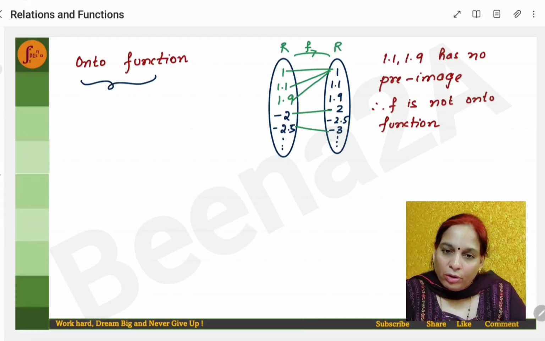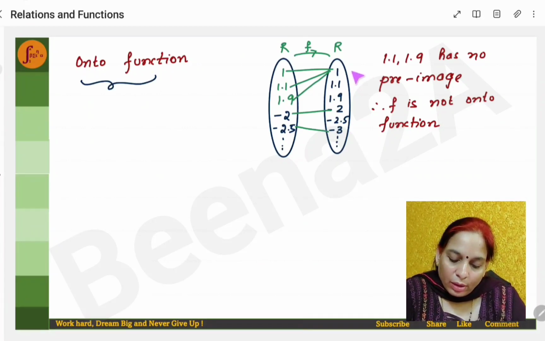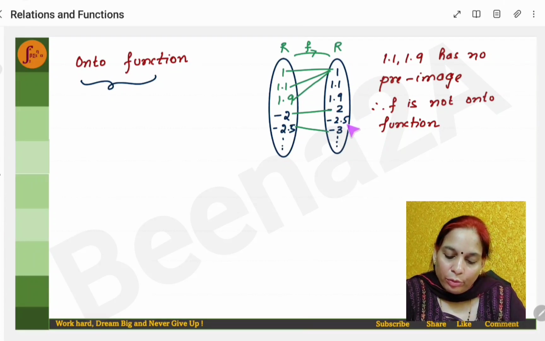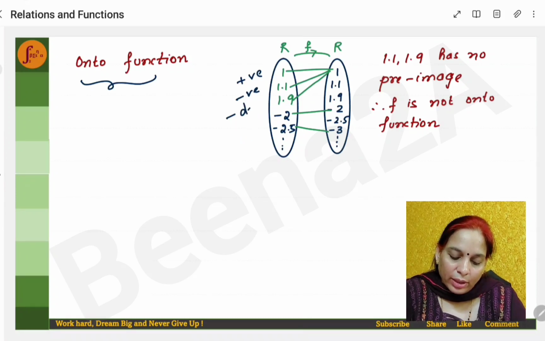Now in the onto function also, the same set. You assume that set as 1, 1.1, 1.9, 2, 2.53. Here also a similar set. Both are sets of real numbers. So it can have positive numbers, it can have negative numbers, it can have whole numbers, it can have decimal numbers, it can have integers.